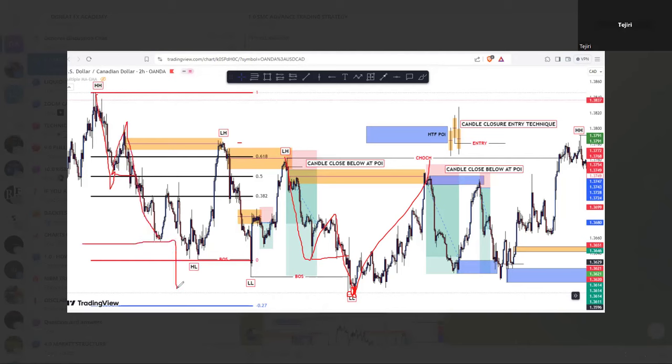Probably there should be something here on the higher time frame that price is mitigating, pushed up. This is a bigger structure. We have A, B, C, D. Break of structure, pushed up. A, B, C, D. Break of structure, push up.